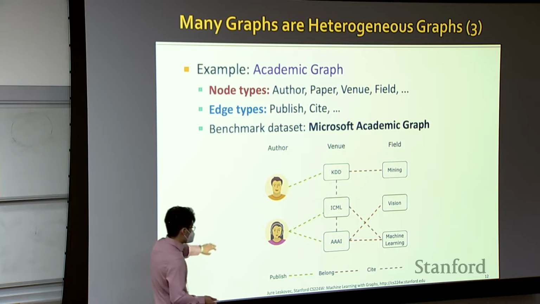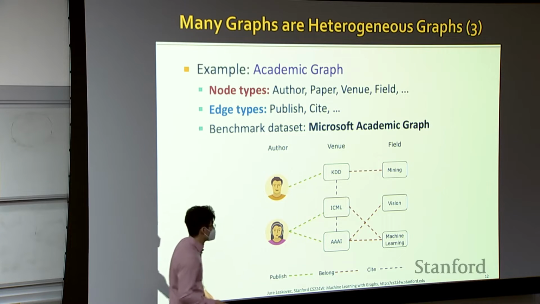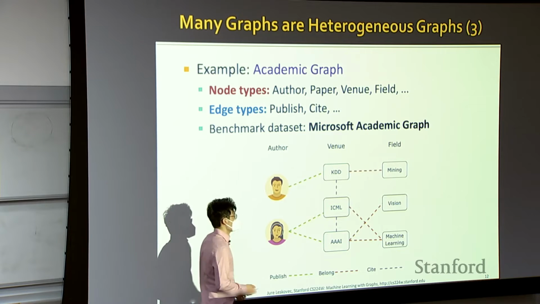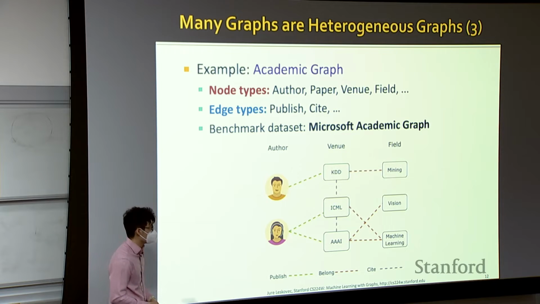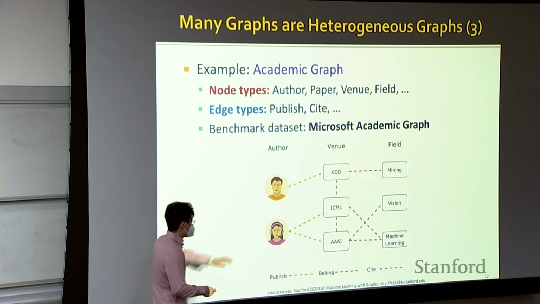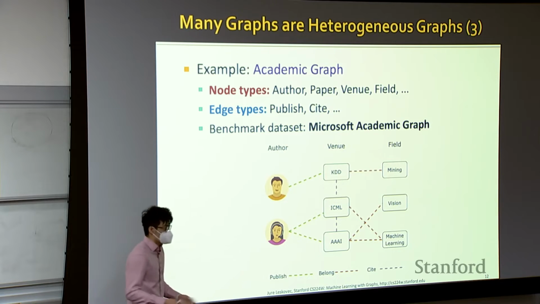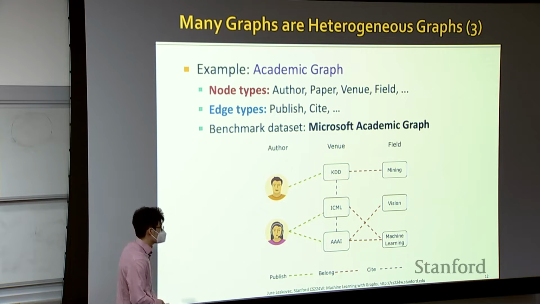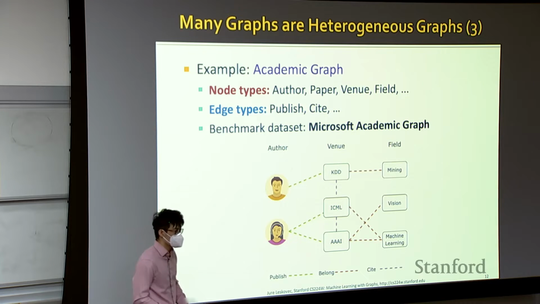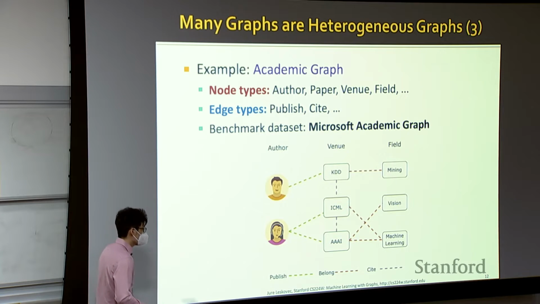Based on this formulation of graph, we will later talk about a benchmark dataset that is the most widely used benchmark for heterogeneous graphs, called Microsoft Academic Graph, that basically constructs this author, venue, field heterogeneous graph over all the open access research papers. And a lot of GNN benchmarks are computed on that benchmark.